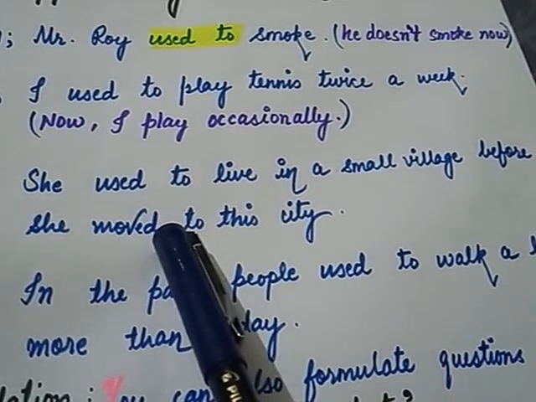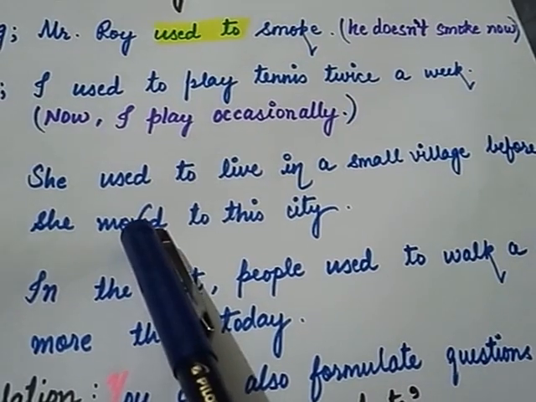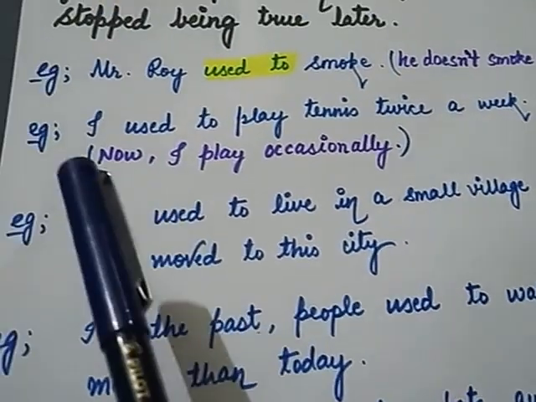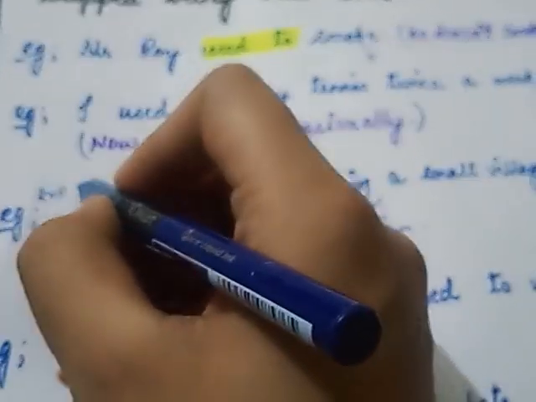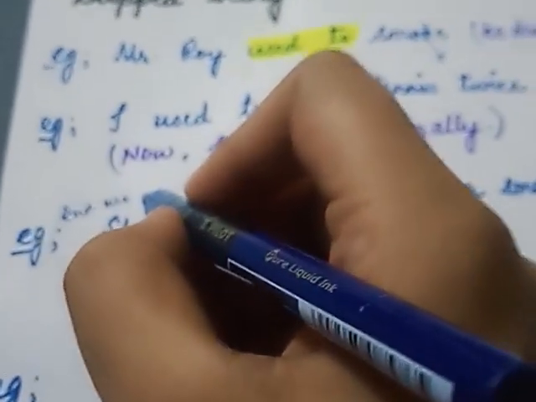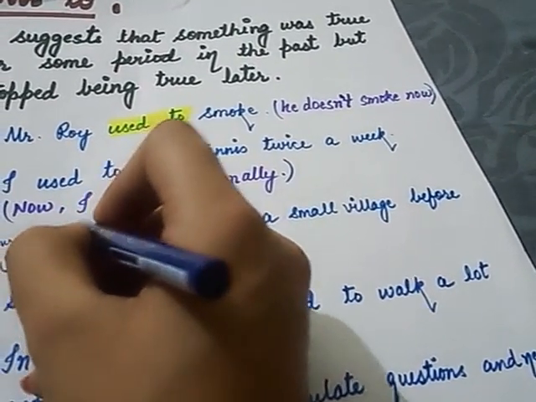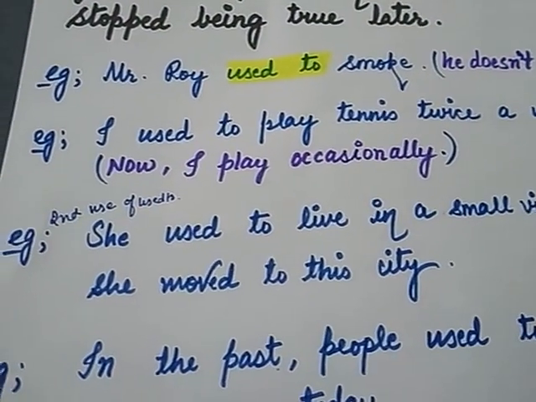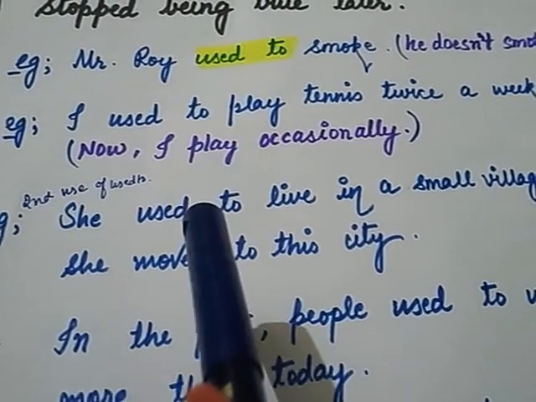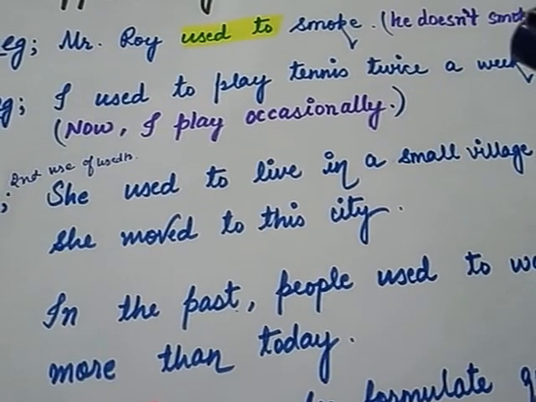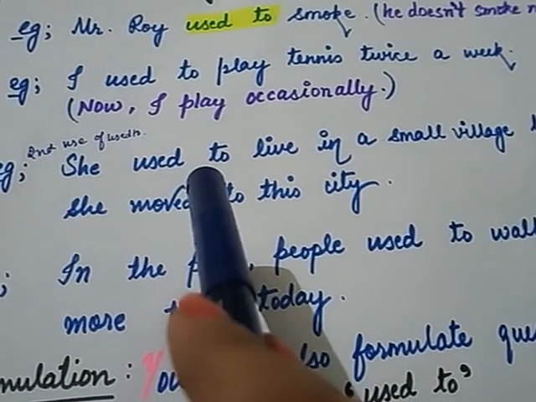Now, the second use is to talk about states or situations that are no longer true. Okay, now here we are having second use of used to. So now the second use is to talk about states or situations that are no longer true. What do I mean by that? Well, have a look at this sentence number 3.